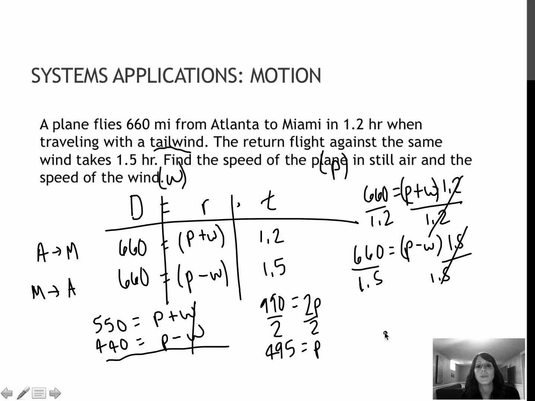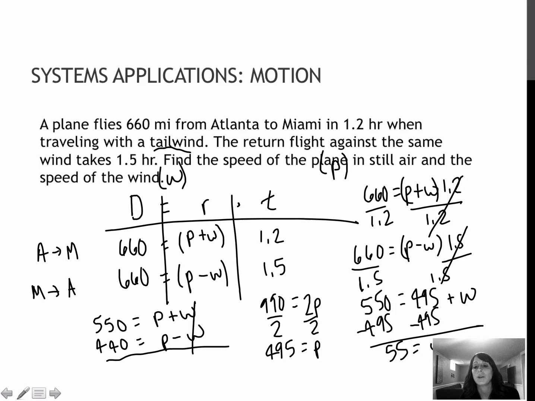To find the speed of the wind, I would plug it back into this first equation. So 550 equals 495 plus the speed of the wind. If I subtract the 495, I find out that 55 equals W. And again, I would write a sentence that said the speed of the plane is 495 miles per hour and the speed of the wind is 55 miles per hour.